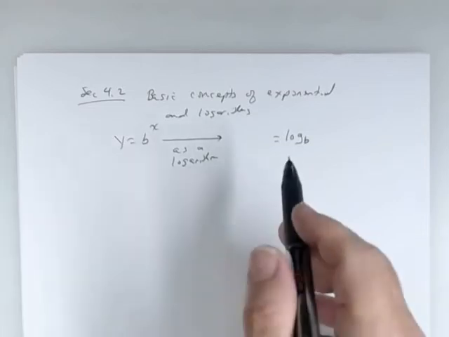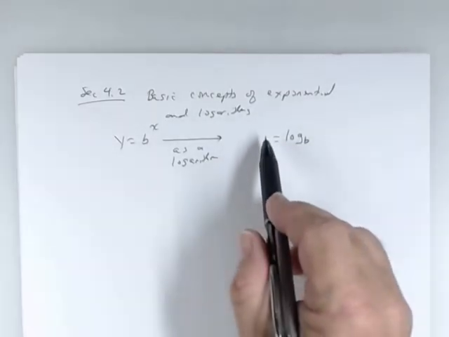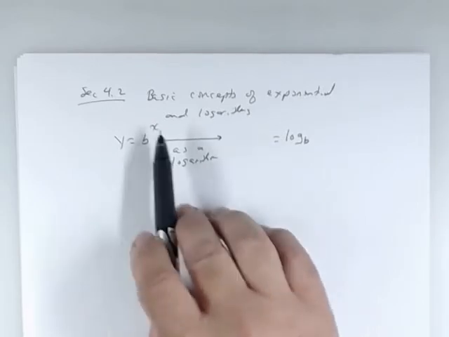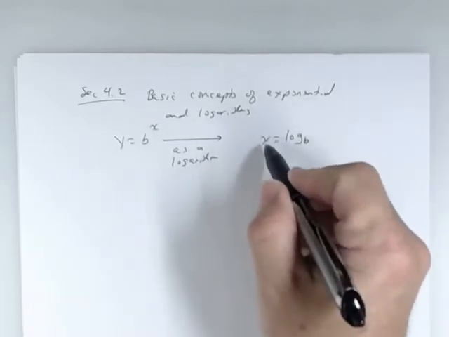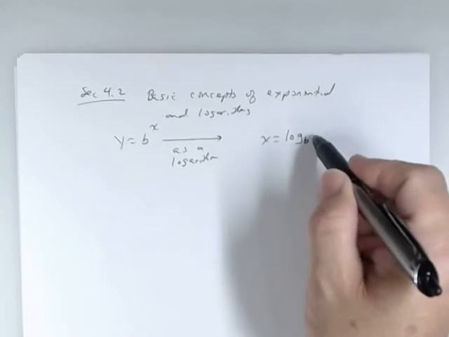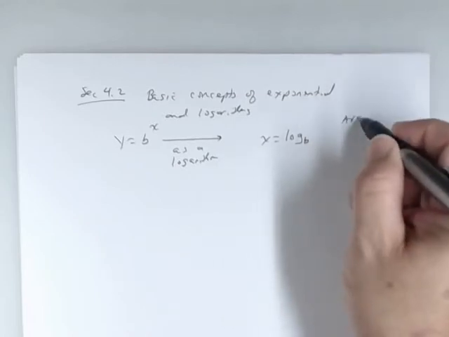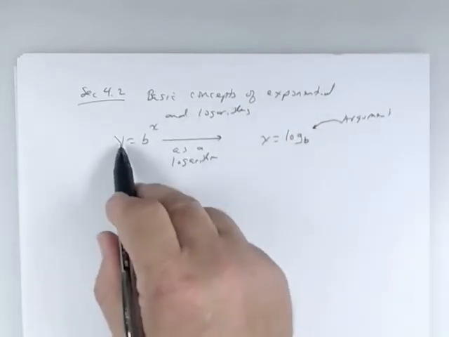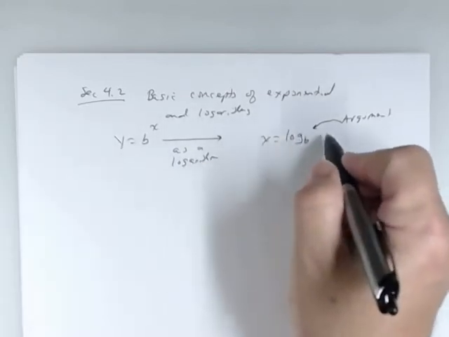Okay? Now, the exponent of the exponential goes here. What's the exponent of this exponential? X. So X goes here. And this right here is going to be called the argument. Let's call that the argument. And the argument goes here. And the argument is going to be this y right here, what's on the other side of that base.